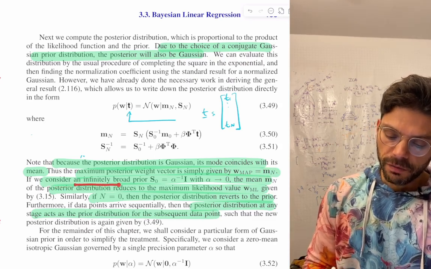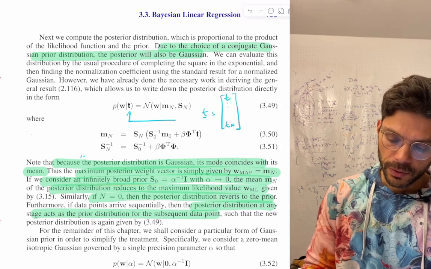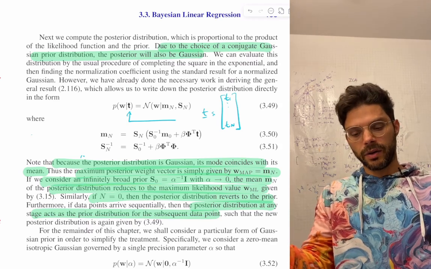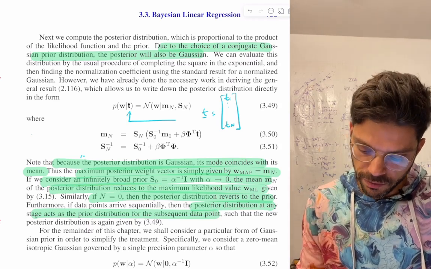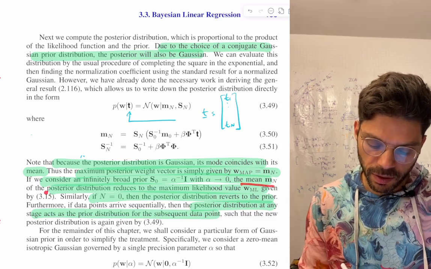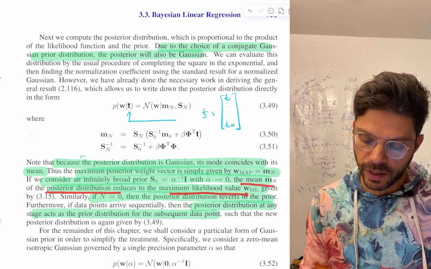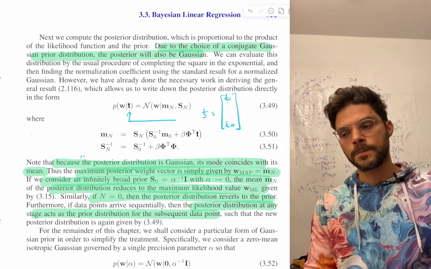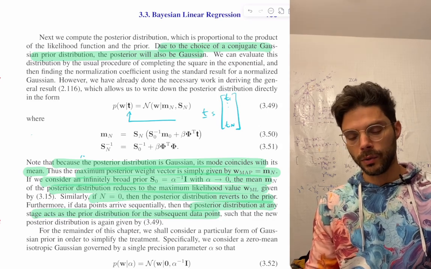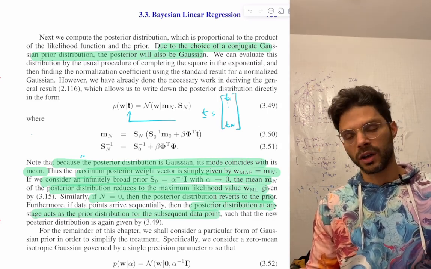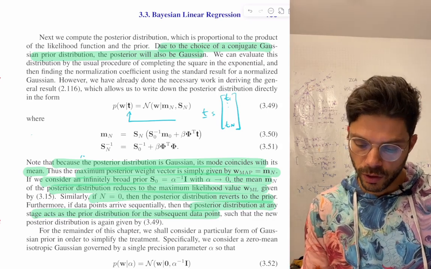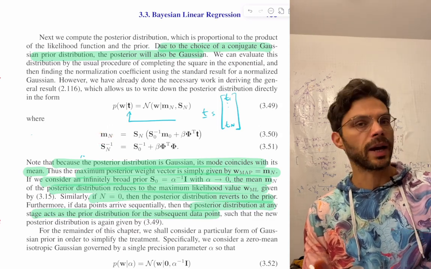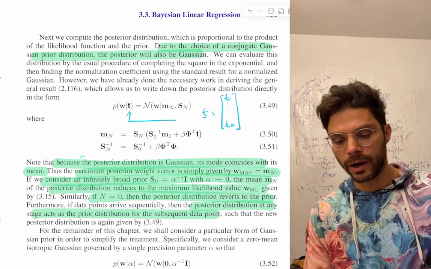If we consider an infinitely broad prior, with alpha, our precision, going to 0, which means the variance is becoming very, very high, going to infinity, the mean m_N of the posterior reduces to the maximum likelihood value w_ML given by 3.15. All that is saying is that if the prior isn't giving you any information, all the information is going to come from the likelihood. So if you want to report a single value, this mean value is going to be the maximum likelihood estimate because there is no prior information.